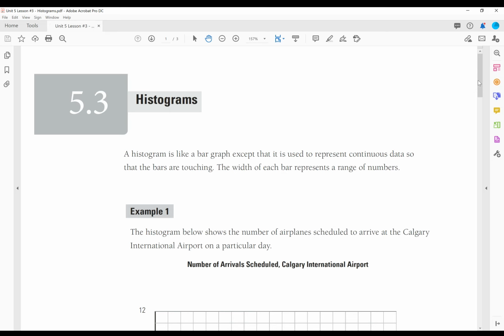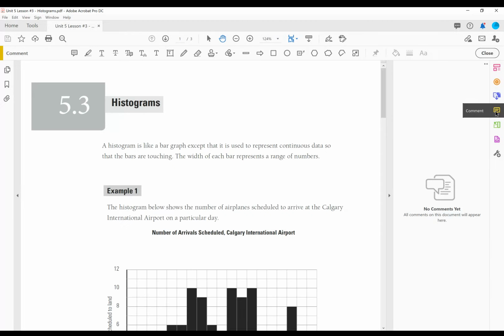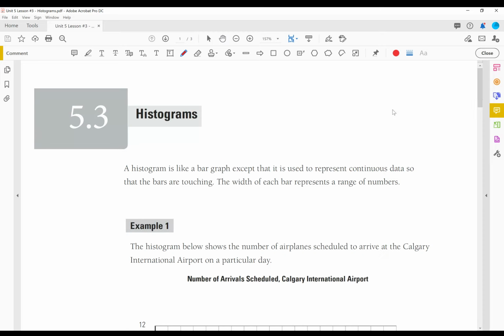So the width of each bar represents kind of like a range of numbers. And so what we'll get for our data is a certain range of numbers that we have to incorporate into our graph. I'll give you an example of what I mean here.